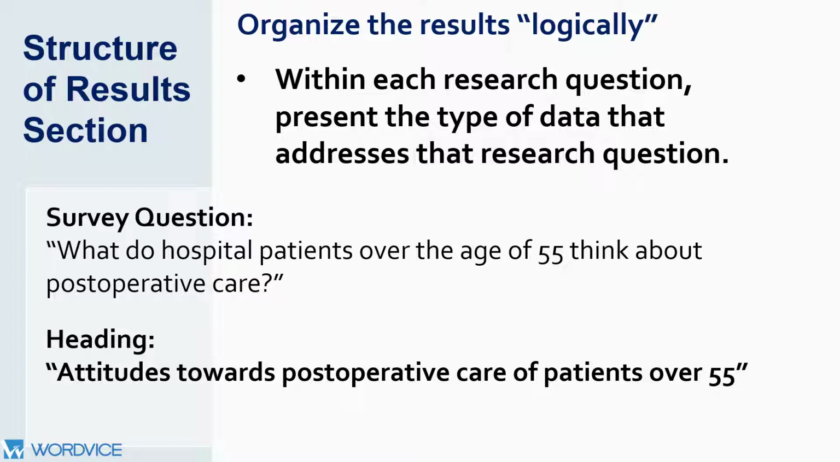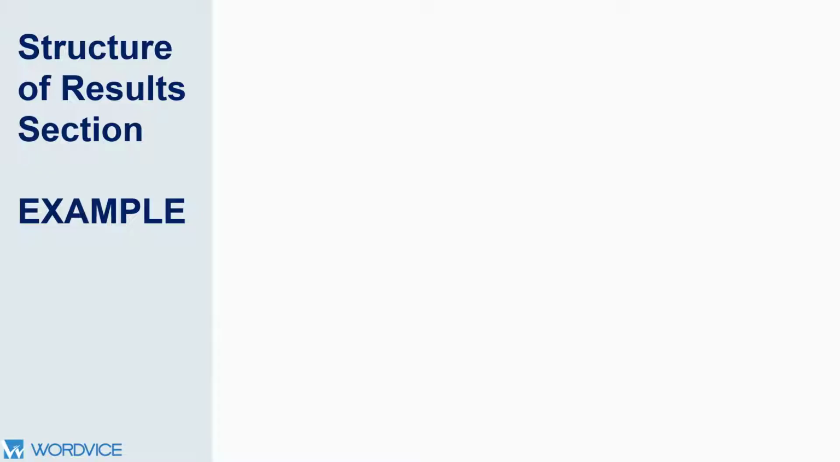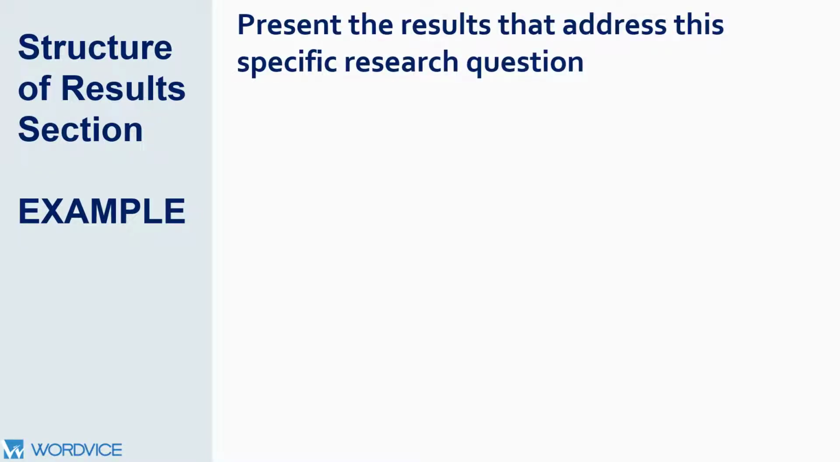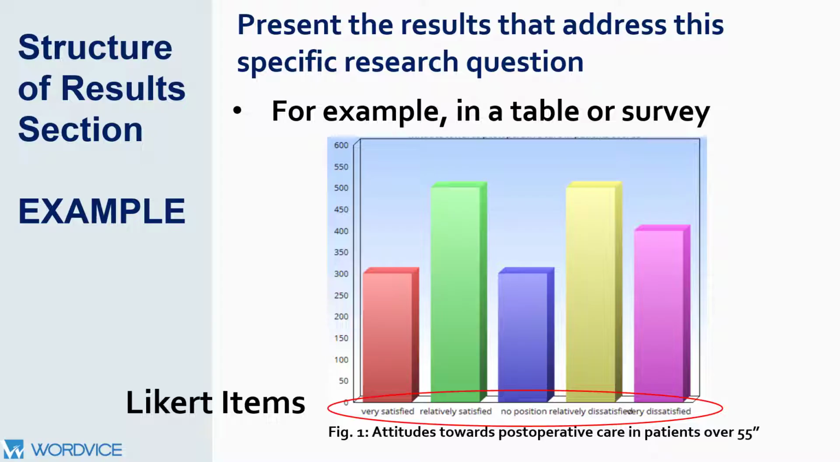This can actually be represented as a heading within your paper, though it might be presented as a statement rather than a question. Attitudes towards post-operative care in patients over the age of 55. First, you should present the results that address this specific research question. In this case, perhaps a table of survey data. Likert items are included here as well. Other tables might include standard deviations, probability, matrices, etc.